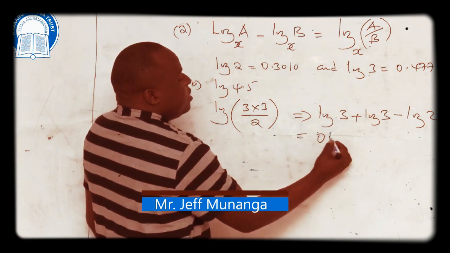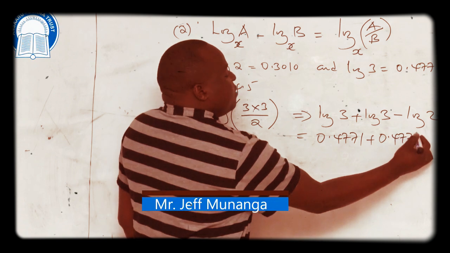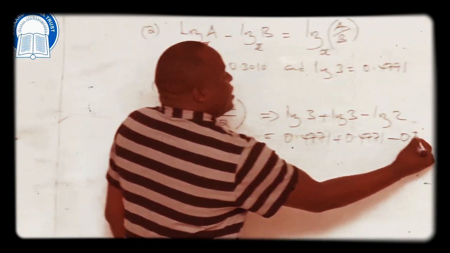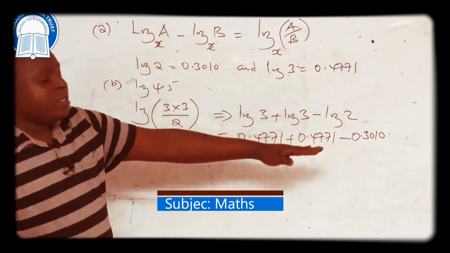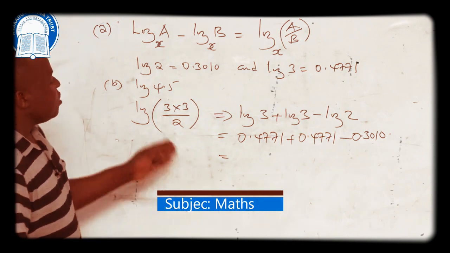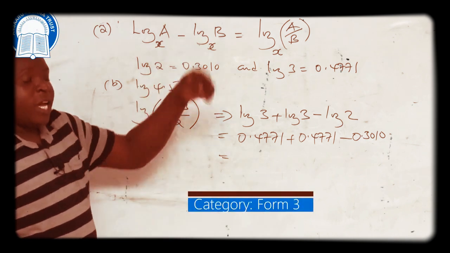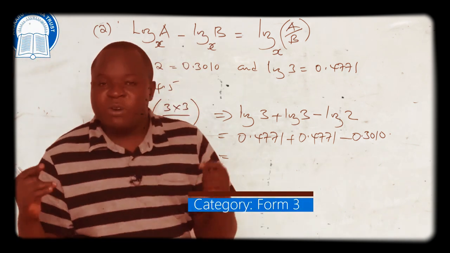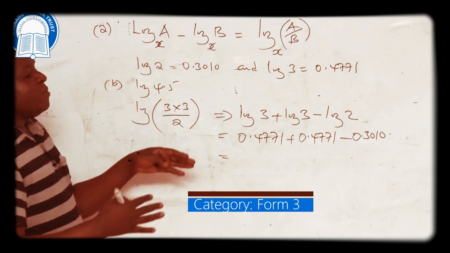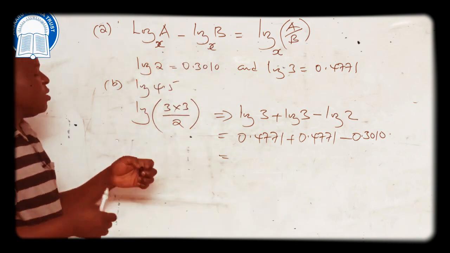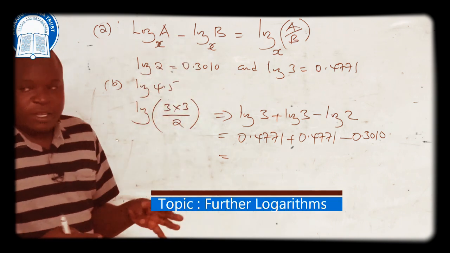Log 3 is the same as 0.4771 plus 0.4771, then minus 0.3010, which equals, I think you can work this out to get the final answer. So looking at this question, I've actually incorporated the two laws, and that's why you need to know these laws. For most of the questions that are asked, it may be a question that involves all these laws, some of these laws, or one of them. So you should just be familiar with all the laws, so that you use what is necessary.